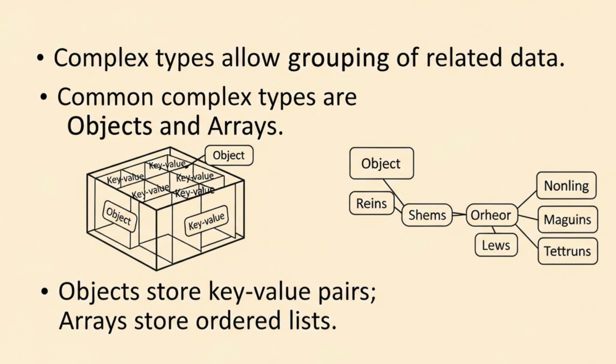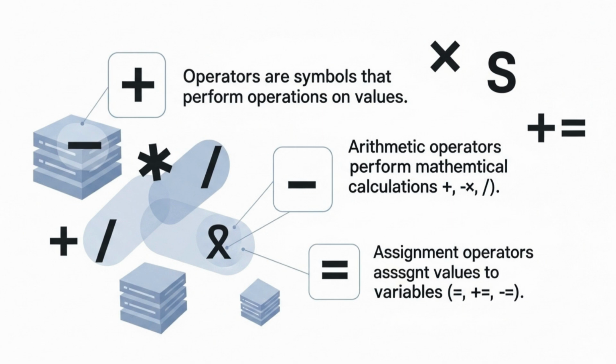Then we have arrays. An array is an ordered list of items. Imagine a shopping list or a sequence of numbers. Each item in an array has an index, starting from 0, indicating its position. Arrays are incredibly versatile for storing collections of similar items. Both objects and arrays are built from primitive types, allowing you to create rich, nested data structures. Understanding these complex types is crucial for building robust applications.